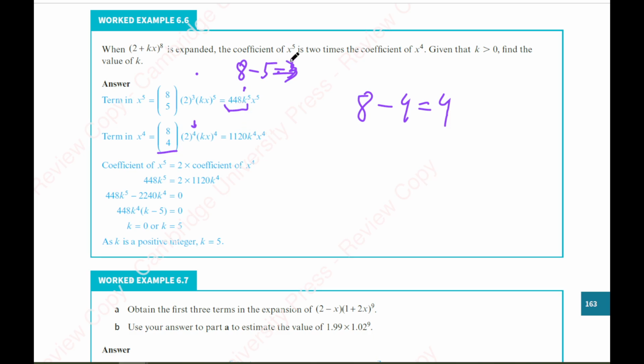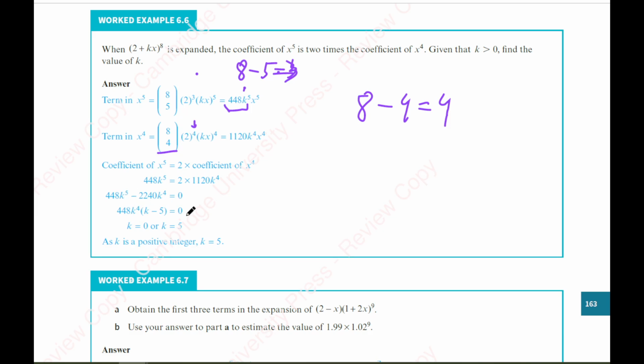You just, according to the exercise, know that k is larger than 0, and you know that the coefficient before x^5 is 2 times the coefficient of x to the power of 4. So it means that the x to the power of 5 coefficient is 2 times larger than the coefficient of x to the power of 4. Then you take this coefficient and say that it's larger than this.